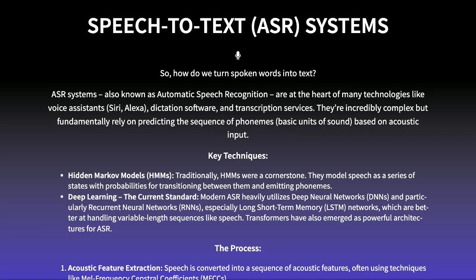Let's talk about speech-to-text, or ASR. Basically, it's how computers understand what we say. Think of Siri or Alexa. They use ASR to convert your voice into text. Traditionally, systems use things like hidden Markov models, but now deep learning is the main game changer. RNNs and LSTMs are really good at handling the way speech varies, and transformers are taking over too. The process involves turning sound waves into numbers, acoustic features, training a model to link those numbers to sounds, and then finally decoding that audio to get the most likely words.